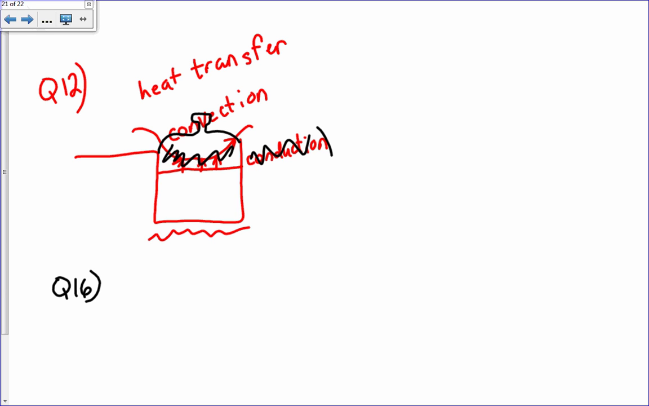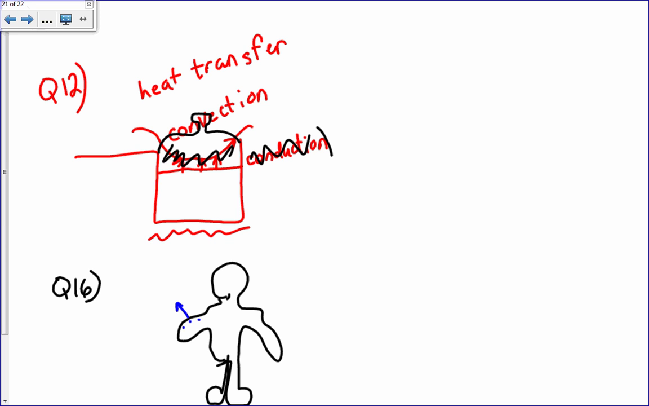A cold room with high humidity feels less chilly than a dry room with the same temperature. Remember, what is it that cools our body? It's the evaporating of sweat. So I have these little droplets of water on my body, and they evaporate into the air. And when they evaporate, they take a lot of energy.